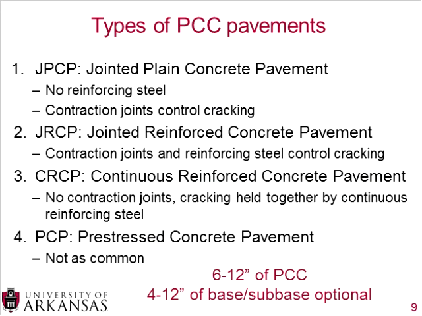So when you're thinking about the different types of PCC pavement, there are 4 general types. Some are more common than others, but it really comes down to reinforcing steel and contraction joints. So for example, jointed plain concrete pavement, or JPCP, does not have any reinforcement steel, but it does have contraction joints to control cracking. Whereas JRCP, jointed reinforced concrete pavement, has both contraction joints and reinforced steel to control cracking.